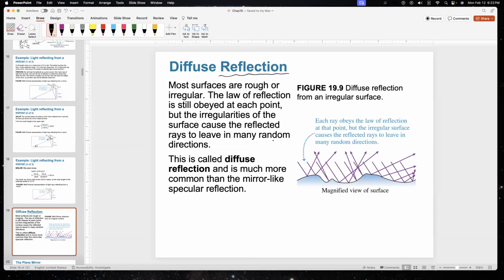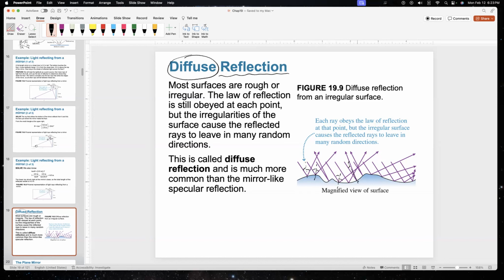So it means that for every little angle here, the angle of incidence is equal to the angle of reflection. Here, every part, angle of incidence equals angle of reflection. Here, draw the imaginary normal line, angle of incidence, angle of reflection. It's just that the surface is irregular. So what happens is that the reflected rays are going to go in all crazy directions. They're not all going to focus and form a nice image in your eye. So that's called diffuse reflection.